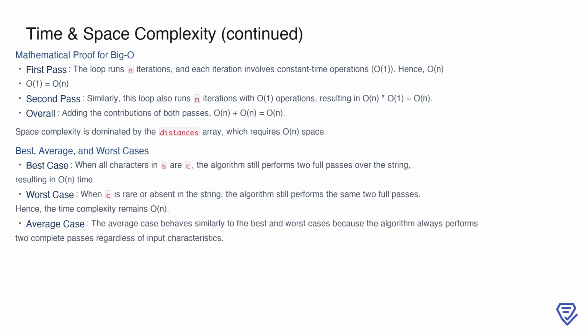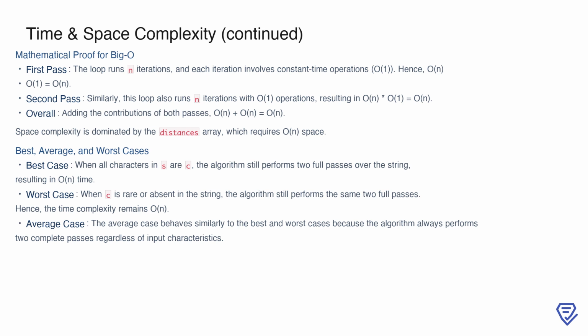Finally, let's provide a mathematical justification for the big O complexity. In the first pass, the loop iterates through the string n times, and each iteration involves constant time operations, such as comparisons and updates, resulting in O(n) times O(1), which simplifies to O(n). The second pass behaves identically, with another n iterations of O(1) operations, contributing an additional O(n). Adding these together, the total time complexity is O(n) plus O(n), which simplifies to O(n). On the space side, the dominant factor is the distances array, which requires O(n) space.